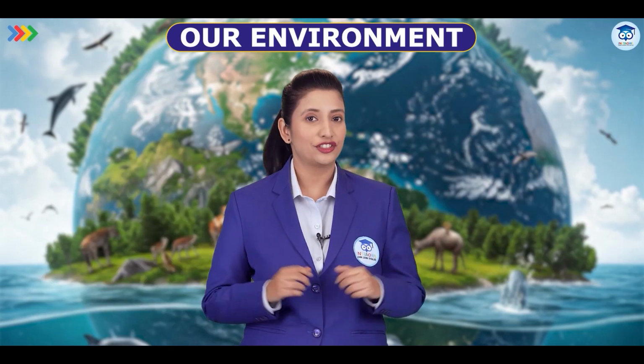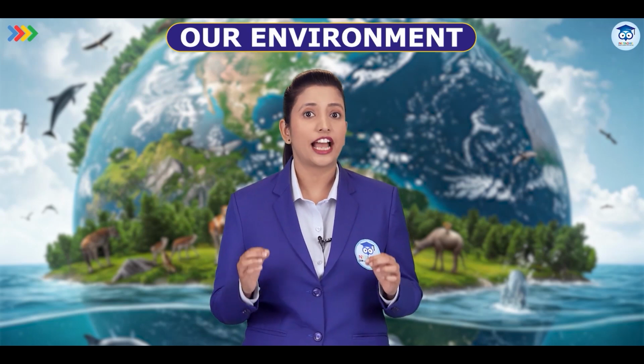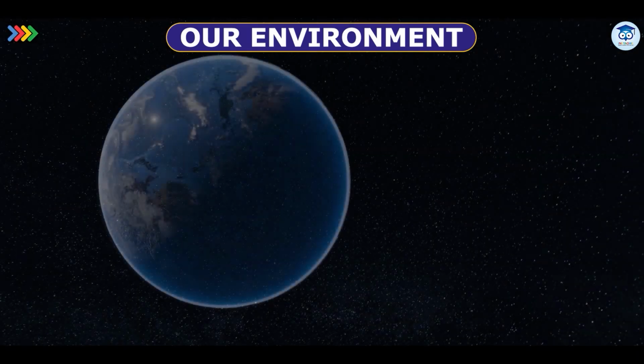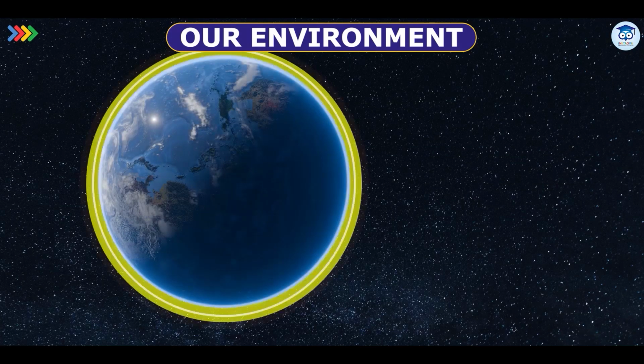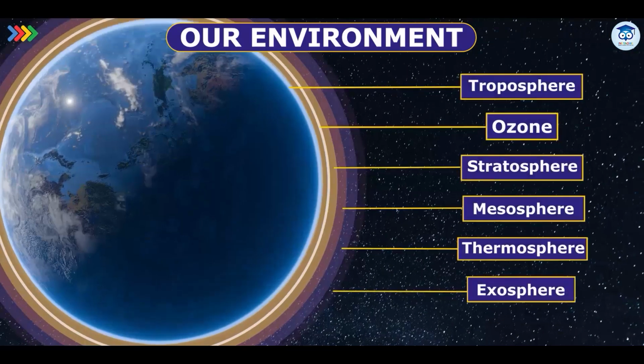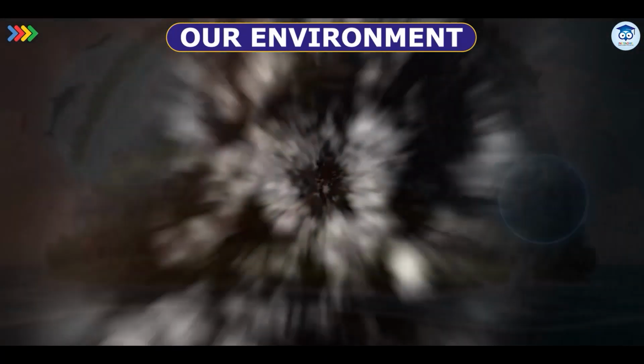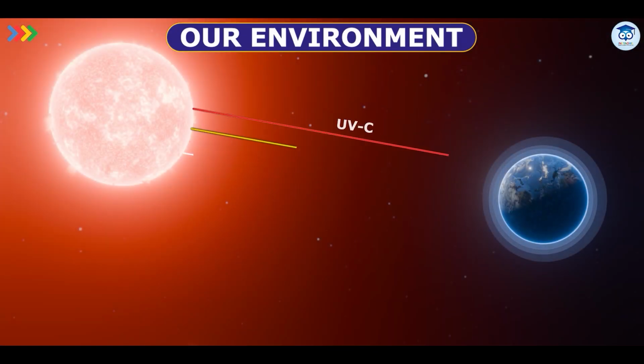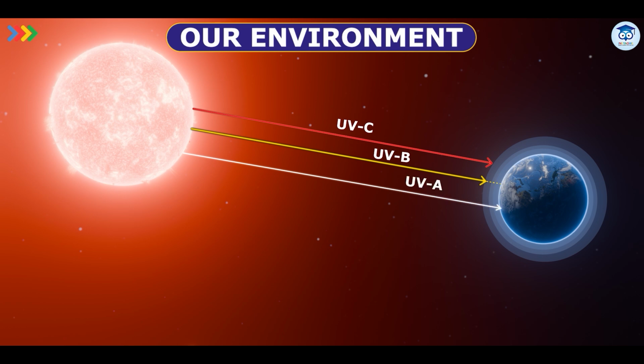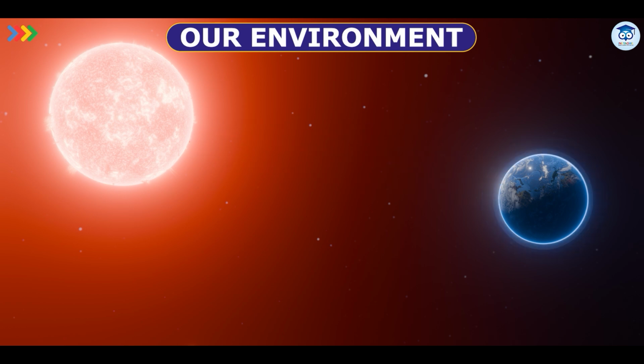Now, here's the interesting part. Although ozone is poisonous for living beings at the ground level, it plays the role of a life-saving shield in the upper part of our atmosphere. This ozone layer protects all living organisms from the harmful ultraviolet or UV rays of the sun.